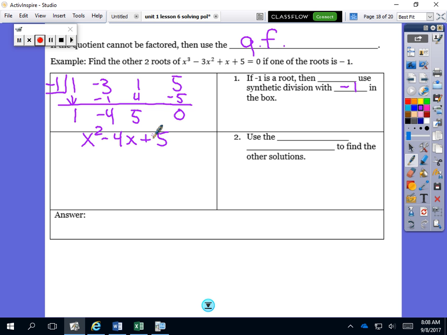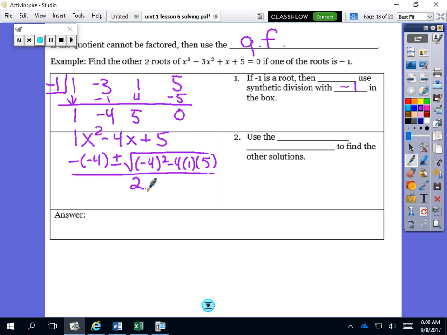Well, factors of positive 5 that add up to negative 4 isn't going to work, because the only way you could do that is to have one positive and one negative. So we're going to have to use a quadratic formula. So a is 1, b is negative 4, c is 5. So negative b, which is 4, plus or minus the square root of negative 4 squared minus 4 times 1 times 5, over 2a, which is 2. 2 times 1 is 2.